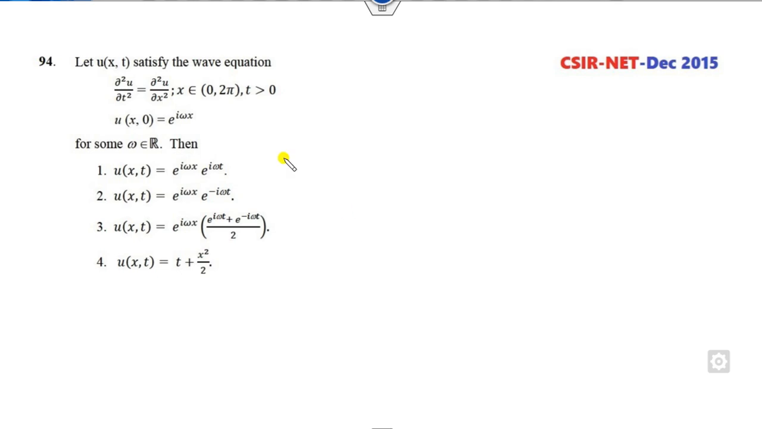Look at the next one. Again, this is a very simple question. You can see the coefficient of x is iota omega, and the coefficient of t is iota omega. You can substitute here. This is iota square omega square. The first option is satisfied.